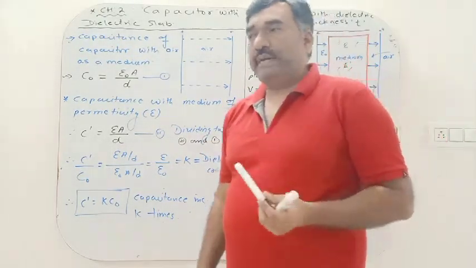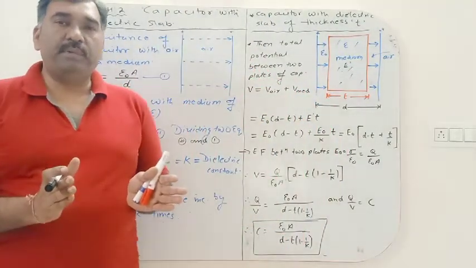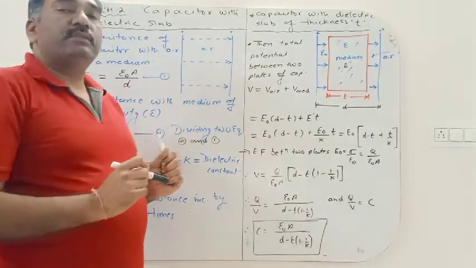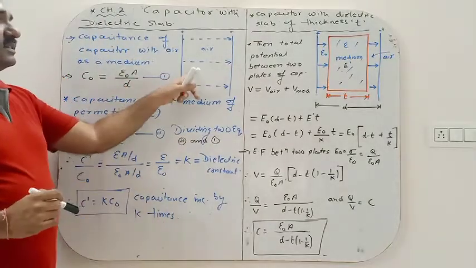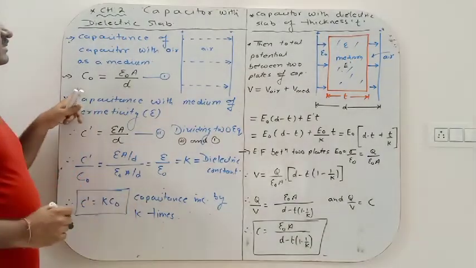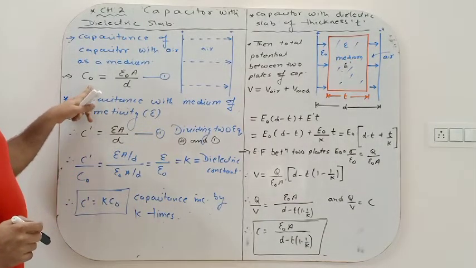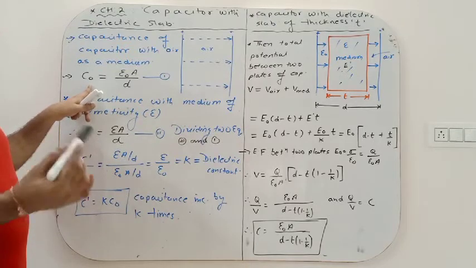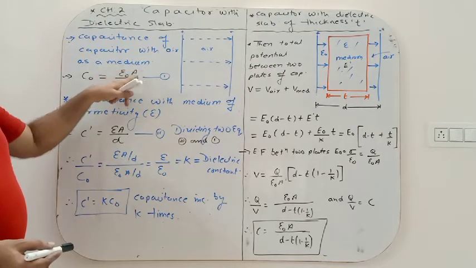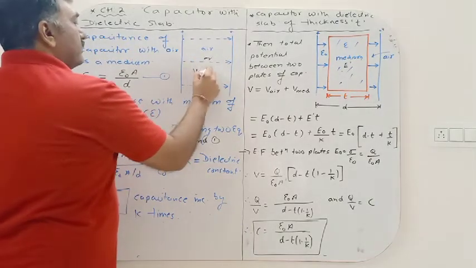We all know that when air is the medium between the two parallel plates of a capacitor, what is the formula for the capacitance? The capacitance of a capacitor with air as the medium is C0, where 0 stands for air or vacuum. C0 is equal to epsilon 0 A by d, for air, or we can say vacuum.